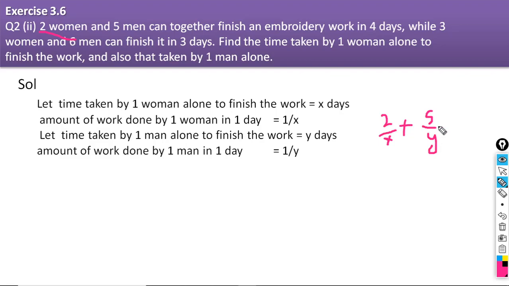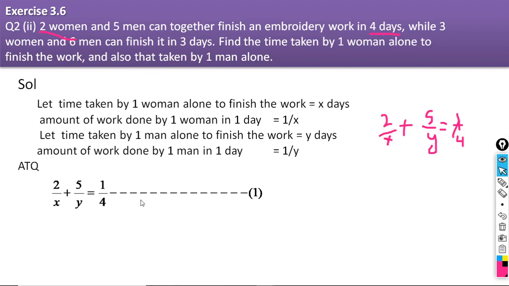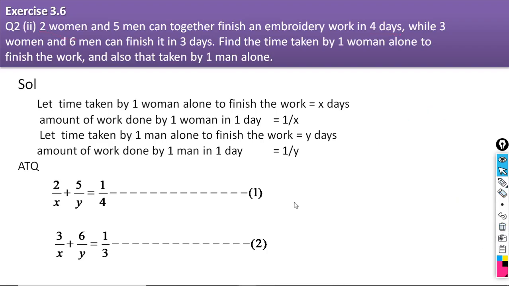If both are working together, they will finish the work in 1 day. But we are dealing in the 1-day work, so how much portion will they complete in 1 day? It is 1 by 4. So the equation which we get here in the first case is 2 by x plus 5 upon y is equals to 1 by 4. Now the second equation we write similarly: 3 women means 3 by x and plus 6 men means 6 upon y, can do it in 3 days is equals to 1 by 3. So this will give you a second equation.